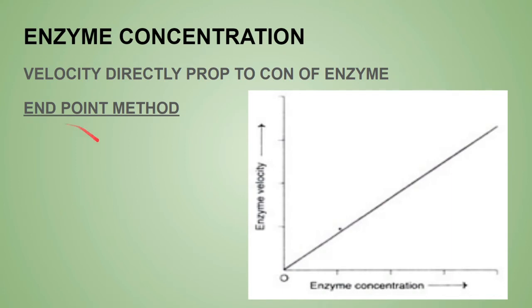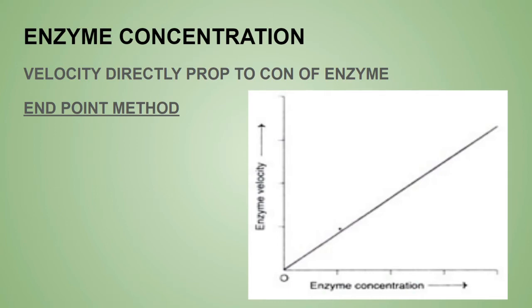In the endpoint method, a known volume of serum is incubated with substrate for a fixed time. Then the reaction is stopped and the product is quantitated. Whatever product we get will be directly proportional to the amount of enzyme in that particular reaction. Why? Because if we have an unlimited amount of substrate in a particular reaction, but the amount of enzyme is limited, the product we get will be equal to the enzyme amount only and not the substrate.